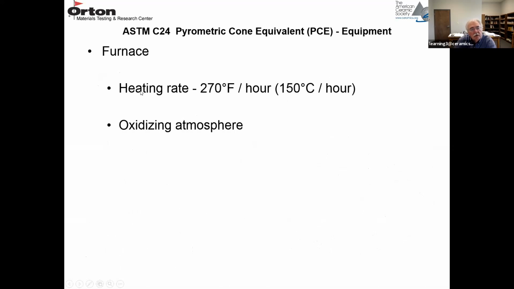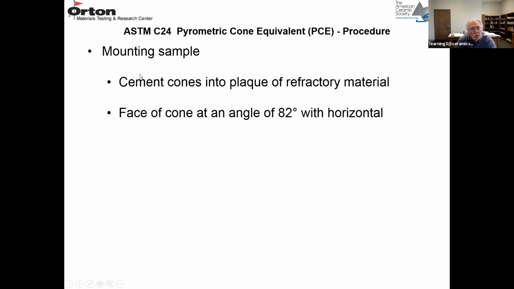So you need a high temperature furnace. This test has a specific heating rate because it's a measure of heat work. So it's 270 degrees F per hour or 150 degrees C per hour. And it's an oxidizing atmosphere. So you cement the cones into a plaque, and I just showed what the plaque looks like. That's a high temperature refractory material. And the cones are not exactly straight up. They're 8 degrees off the vertical, so they're 82 degrees with the horizontal. They're slightly tilted so that gravity pulls them down when they start to deform.